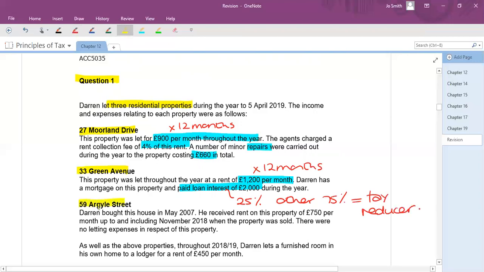And then the third property, he bought the house in May 2007, he's received rental income of £750 a month up to November.